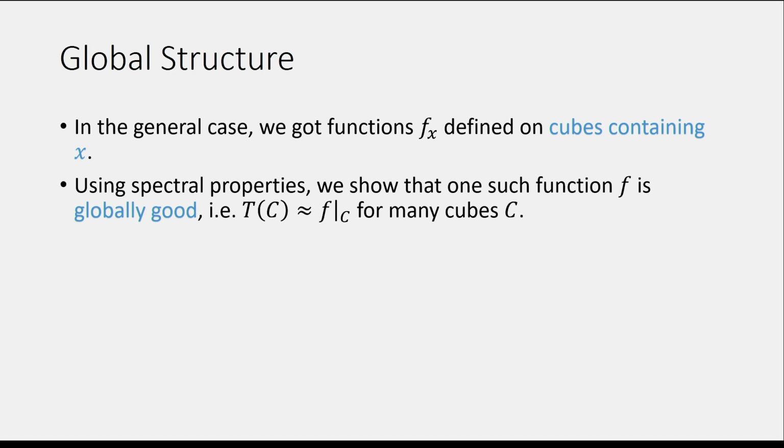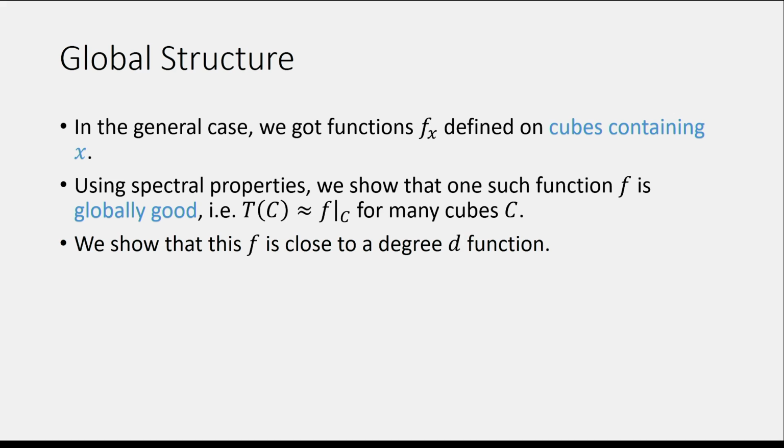So we find some function f that is globally good, meaning it is close to the table entries for many cubes. And then we show that this f is actually close to a degree D polynomial. In the example, we got P1, which is a degree D polynomial, but in the general case, this may not be. So then we show that. And this is the general outline of the proof. So I'm going to finish by speaking about open questions.